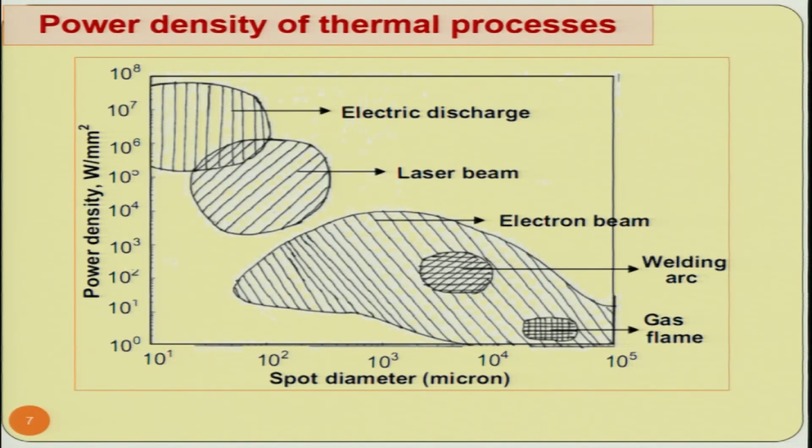Power density of thermal processes. There are various thermal processes as I just mentioned, and you will find that the electric discharge EDM process has a very high power density, that is watts per millimeter square, as you can see on this particular scale. This is the power density scale, and here is the spot diameter that you are going to get during the process. You can see the spot diameter is not very large in electric discharge machining, which is also used for micromachining. So, you can call it the electric discharge or electro discharge micromachining process.